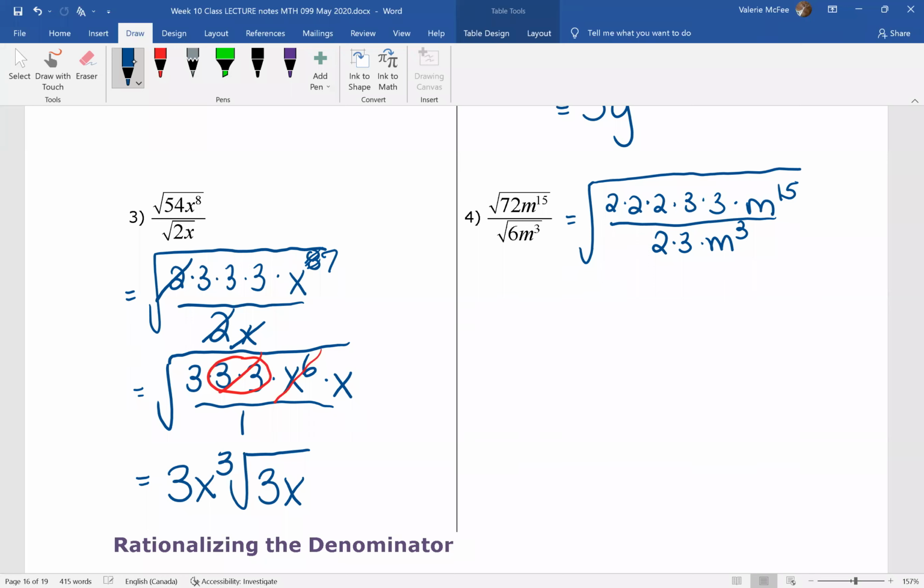We've prime factored everything. We can divide out a factor of 2. We can divide out a factor of 3. And we can take out 3 m's, leaving us m to the power of 12. In the numerator then, I see I have 2 factors of 2 that I can take out, and I can factor m to the power of 12. 12 divided by 2 gives me 6. Inside the radical sign, what's left? Just 3? I think so.